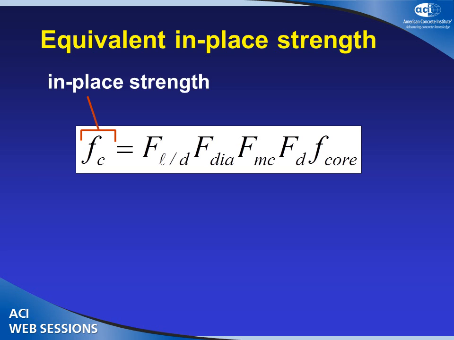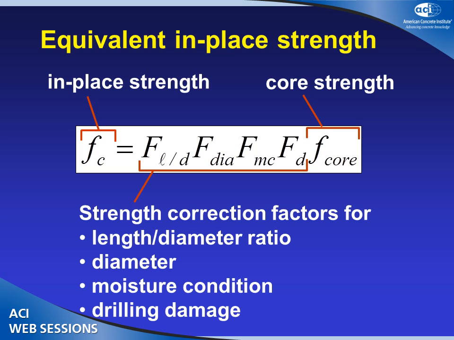There's the equation that relates the in-place strength. We're going to convert the in-place strength from the core strength, and we've got these factors in the middle which account for the length to diameter ratio, the diameter of the core specimen, and the test moisture condition, whether it's as is in the structure, or whether it's been soaked for 7 days beforehand, or 2 days soaking, or 7 days air dry. There's something for drilling damage here too.